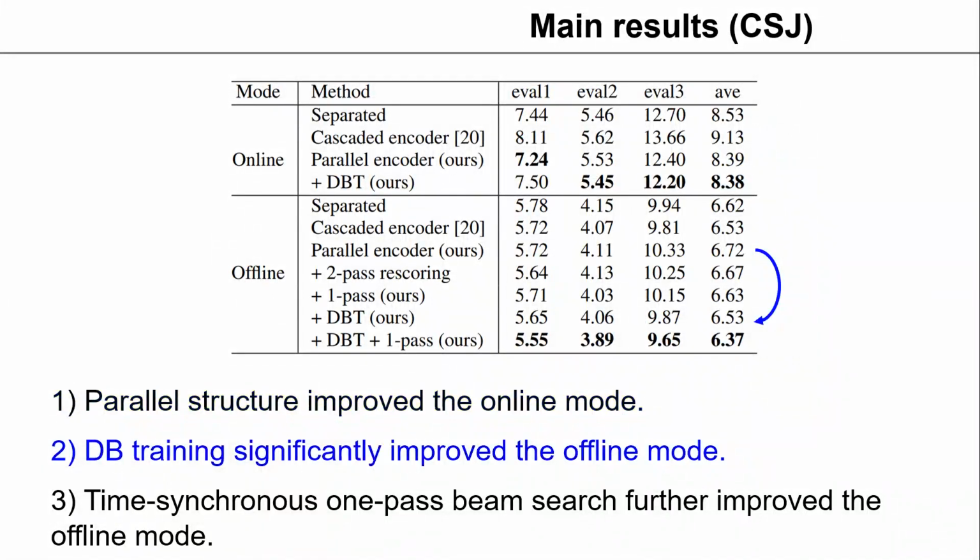But dynamic block training significantly improved the offline mode, as shown in blue, and the proposed time-synchronous one-pass beam search further improved the offline mode, as shown by this blue arrow.